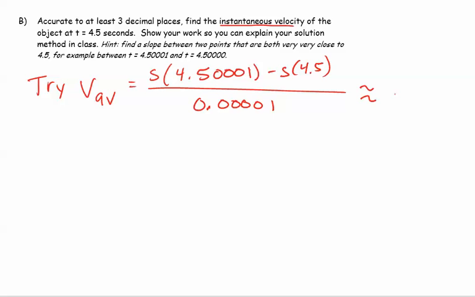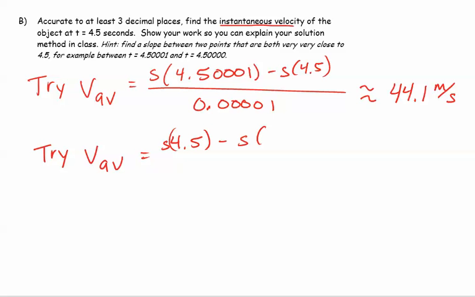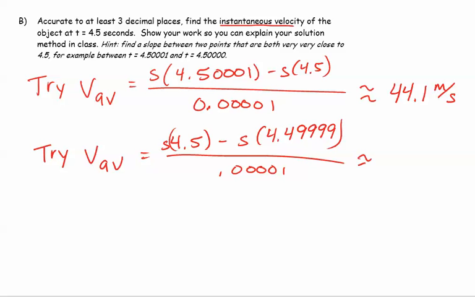All right, and I'm back. I have 44.1 meters per second. There's no reason, by the way, that we have to do that side. We could say, why don't we do S of 4.5 minus S of 4.4999. And again, the elapsed time would still be similar. And when we calculate, we should come up with something similar. And yes, I get 44.1.